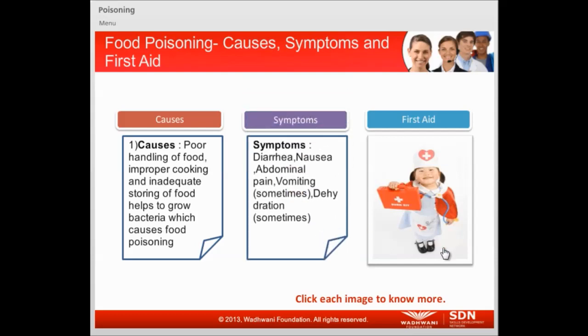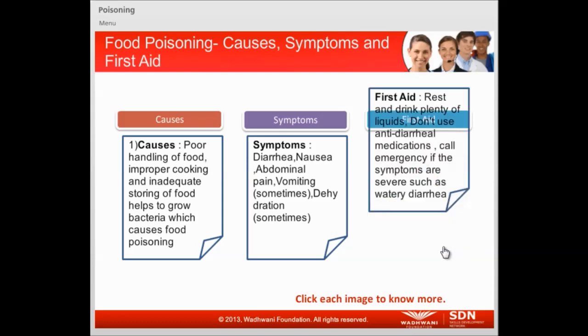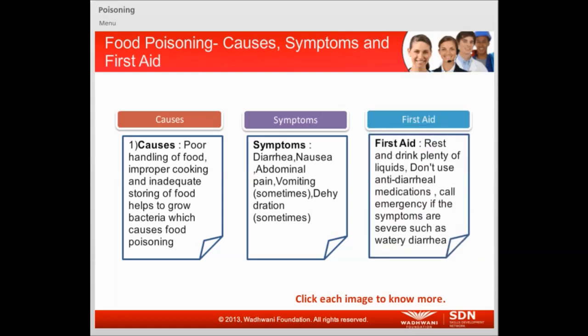2. Symptoms. Diarrhea, nausea, abdominal pain, sometimes vomiting, sometimes dehydration. 3. First aid. Rest and drink plenty of liquids. Do not use antidiarrheal medications. Call emergency if the symptoms are severe, such as watery diarrhea.